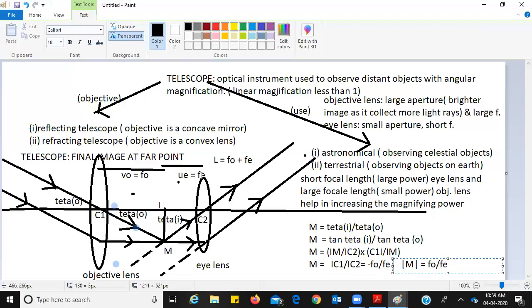So FO and FE won't coincide now. FO will go inside FE. Can I move to the next diagram then? Yes, sir.